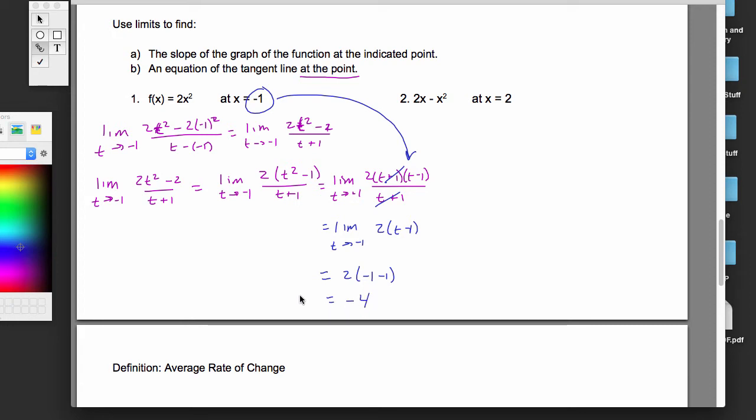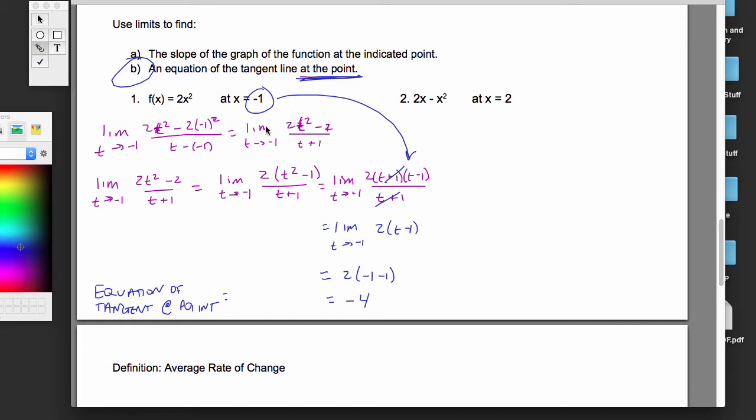Well, that's the slope at the point, so I need to find the equation of the tangent line at the point. And so that's going to look like this. So the equation of tangent at point is equal to this.